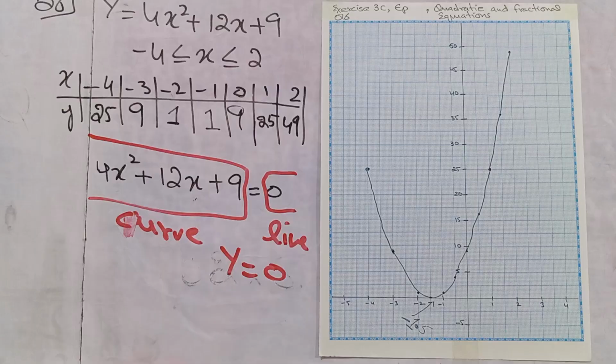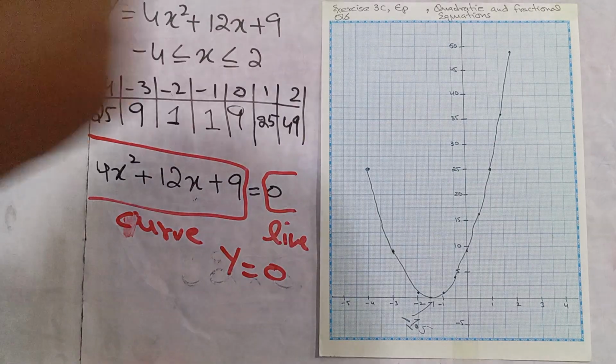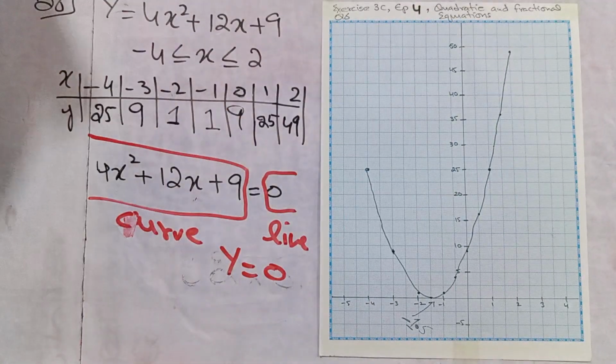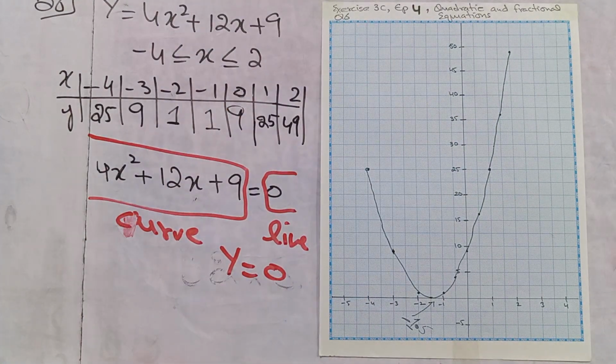The topic of the exercise is solving quadratic equations by the graphical method. The chapter number 3 is quadratic and fractional equation. So I hope that you understand. And this is our 4th episode on the exercise 3C. My name is Ferhan Mazher, and in this video series, we are solving the exercise 3C for our O levels and IGCSE students. I hope that you understand this question number 6.